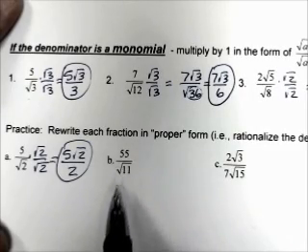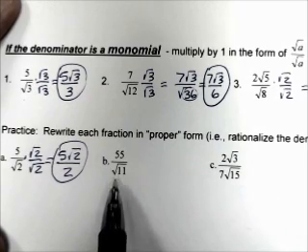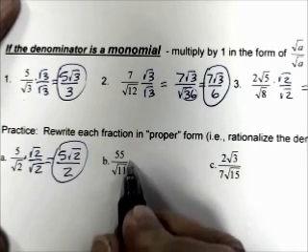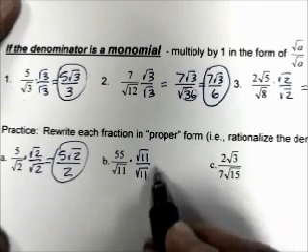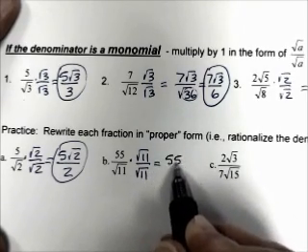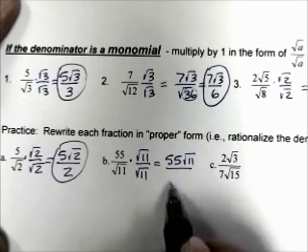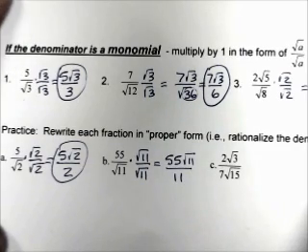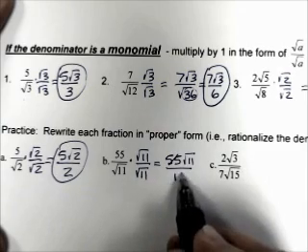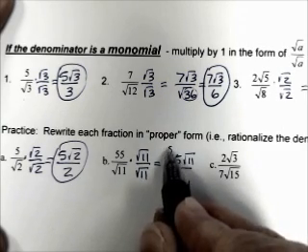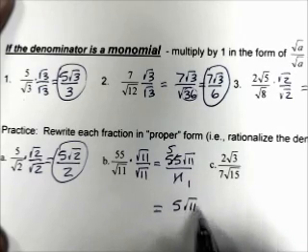B, we have 55 divided by the square root of 11. We want to bring the denominator up to a perfect square, so we'll multiply by 1 in the form of square root of 11 over square root of 11. So we have 55 square root of 11 over 11, since square root of 11 times square root of 11 is 11. Can this fraction reduce? Yes. The 55 and the 11 can reduce to 5 and 1. So our final answer is 5 square root of 11.